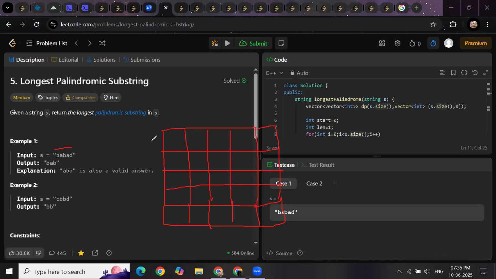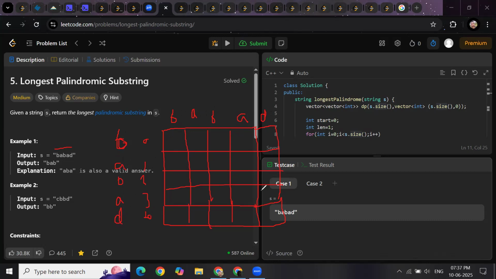Okay, so indexes are 0, 1, 2, 3, 4. And we will consider this matrix, which is n cross n, where n is the length of this string, as representing the string only. Means like this, we can consider it like this: B, A, B, A, D. Here also B, A, B, A, D.